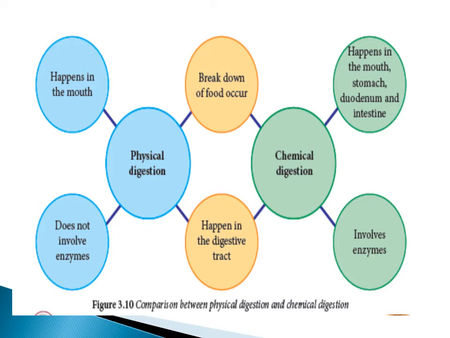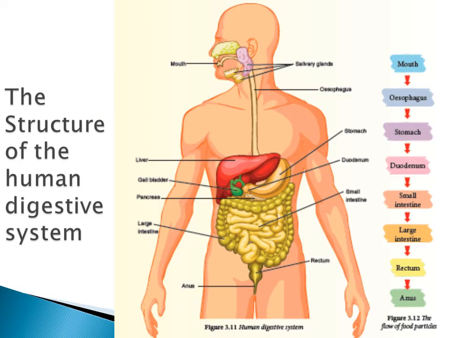So the structure of the human digestive system, you can see here: the mouth, the salivary glands, the esophagus, the stomach, the duodenum, the small intestine, the large intestine, rectum and anus. I will appreciate it if you all can draw this diagram into your notebook. This is something that you must know because you will be learning this again in Form 4 Biology.